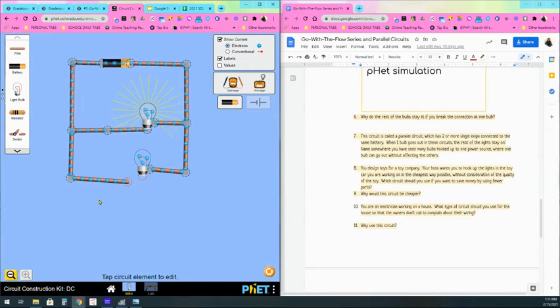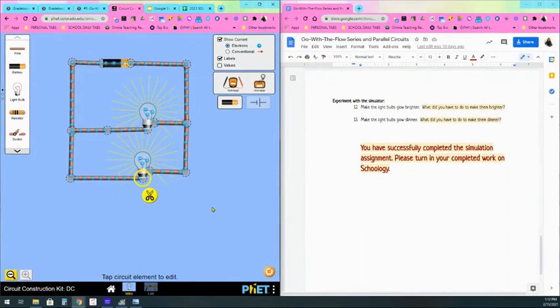Number 10, you are an electrician working on a house. What type of circuit would you use for the house so that the owners don't call to complain about their wiring? You would use a parallel circuit. Okay. Again, because if one bulb goes out, the other ones don't, and they're not affected.